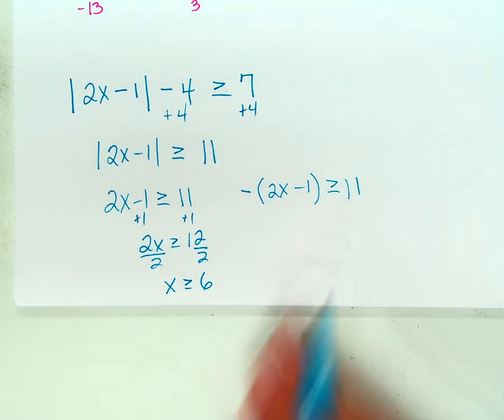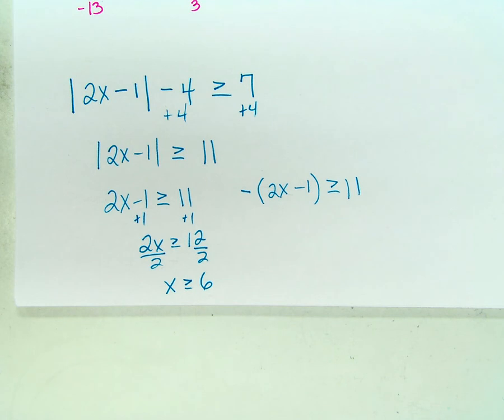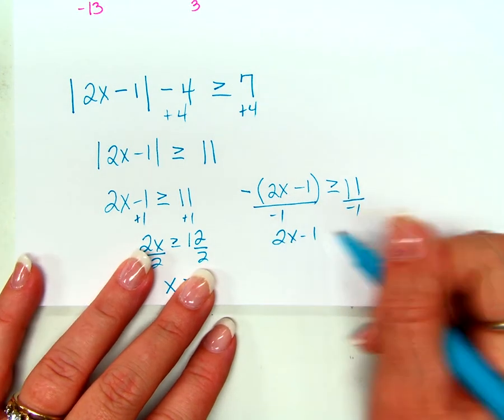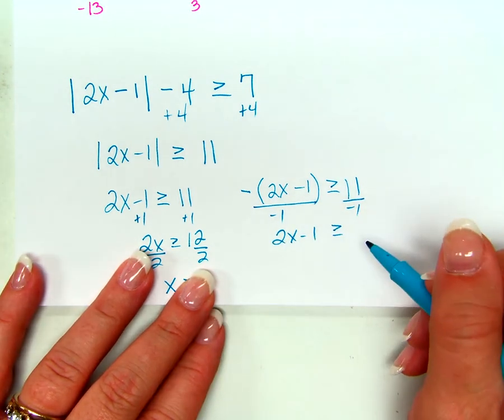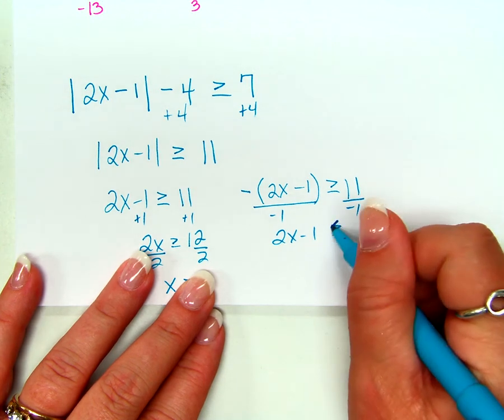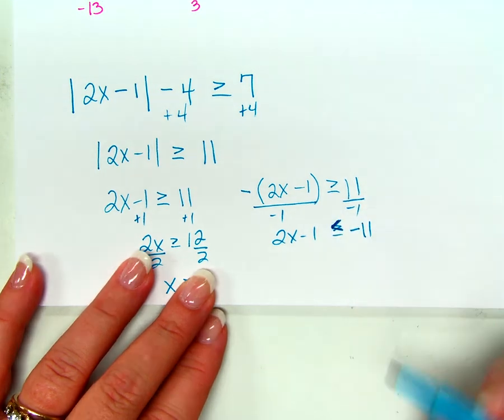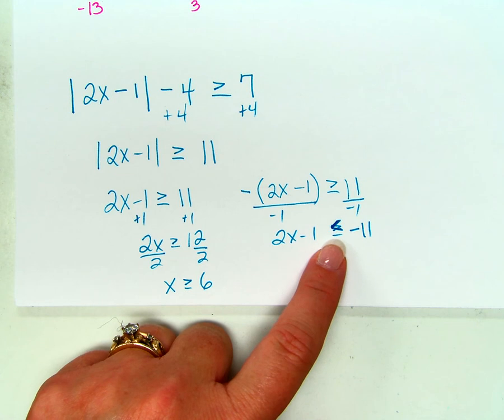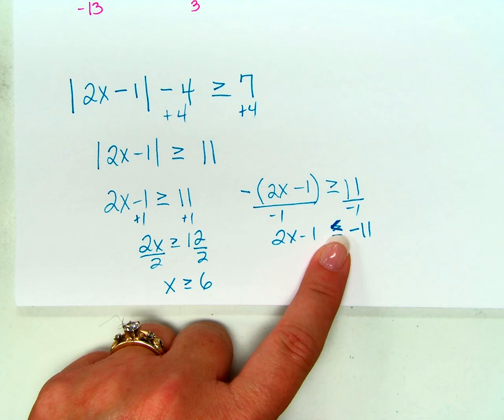What do you want to do first on this one? Divide. Do you really want to divide because I told you to, or do you want to do it because that's what you want to do? Would you really want to distribute first, or would you want to divide first? Divide. Okay, that's fine. Negative 1, negative 1. 2x minus 1 is greater than or equal to... less than or equal to negative 11. Guys, I totally did that on accident. I didn't do that on purpose to see if you were checking. See how easy it is to forget, even at the beginning?